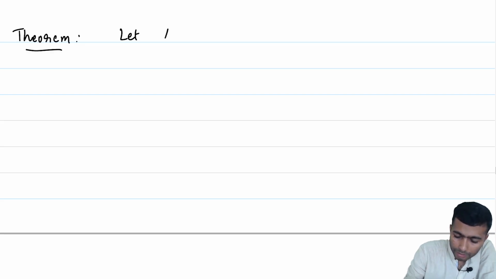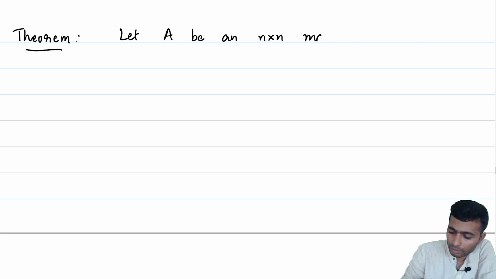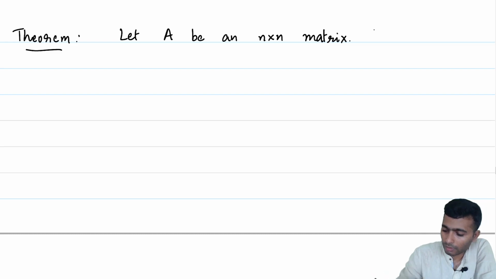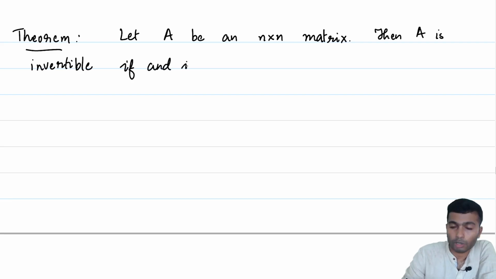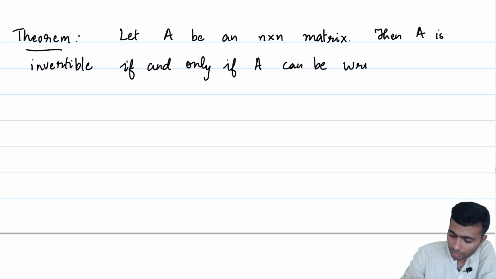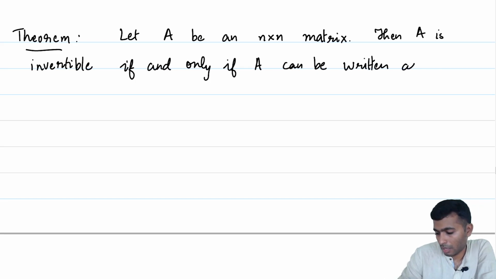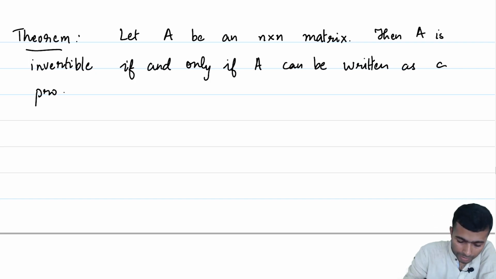Let A be an n cross n matrix. Then A is invertible if and only if A can be written as a product of elementary matrices. If A can be written as a product of invertible matrices.